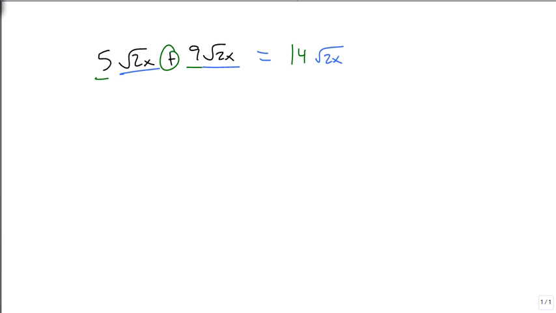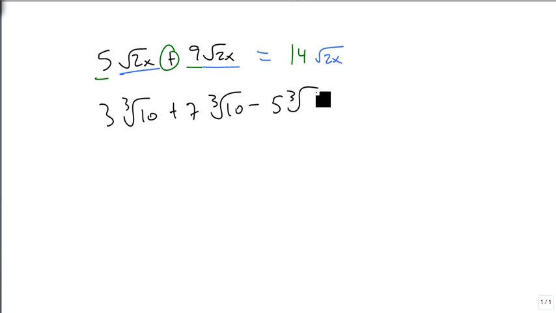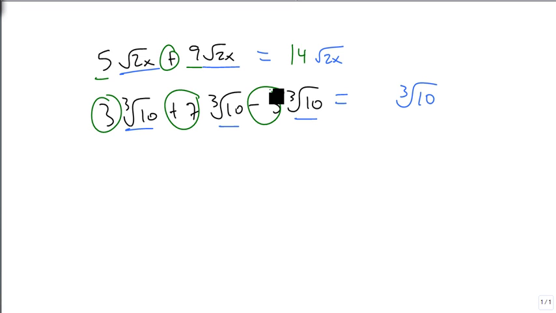As another example, suppose we have 3 cube roots of 10 plus 7 cube roots of 10 minus 5 cube roots of 10. Since the radicals are all the same, our answer is going to have a cube root of 10. We take a 3, a plus 7, and a minus 5. 3 plus 7 is 10. 10 minus 5 is 5. So if our radicals are the same, then it's very easy and straightforward to keep them together.